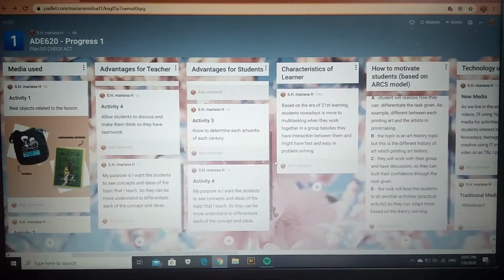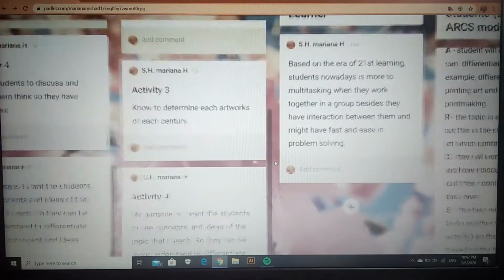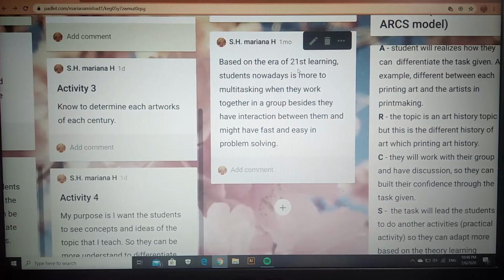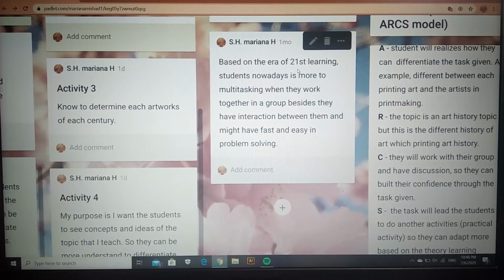Next, I will talk about the characteristics of the learner. Based on the era of 21st century learning, students nowadays are more into multitasking when they work together in a group. Besides, they interact with each other and may find problem solving fast and easy. So I want my students to be more creative, more active in multitasking, and to interact with each other.